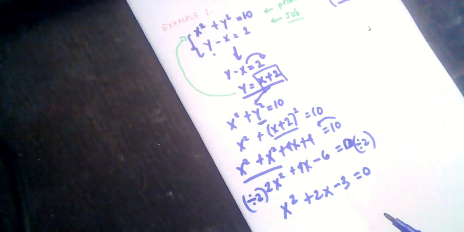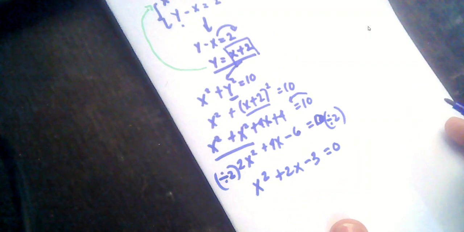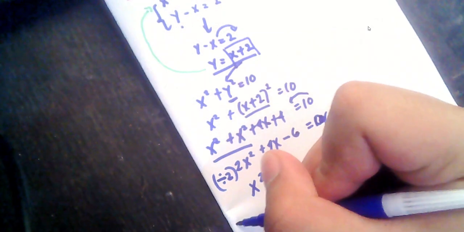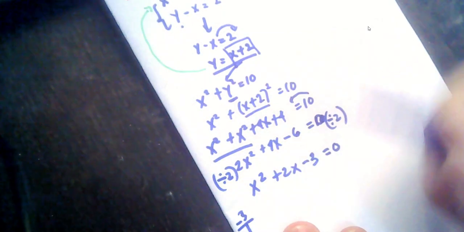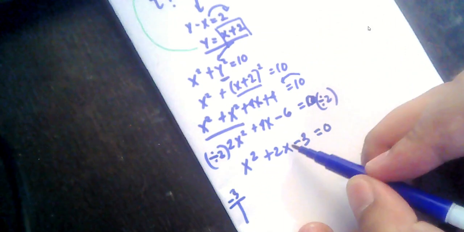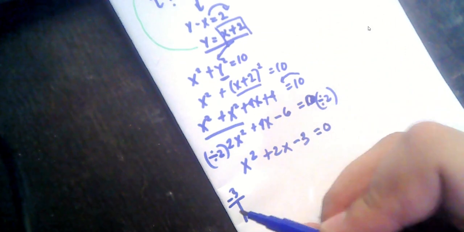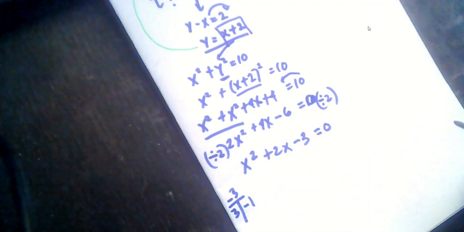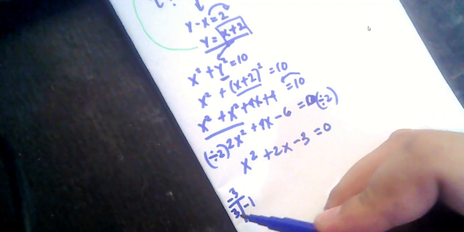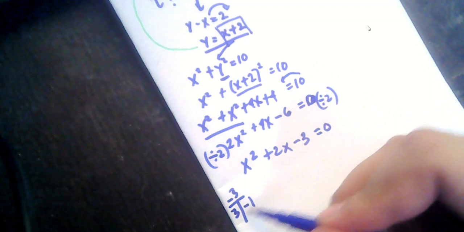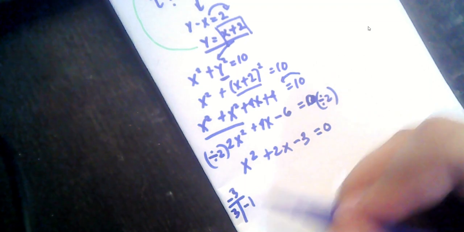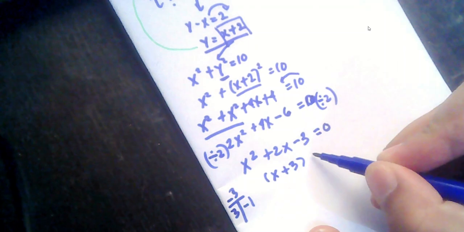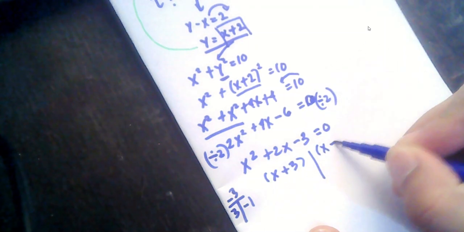Okay, as you can see, we can factor this out. We can factor x squared plus 2x minus 3. What are the factors of negative 3 such that its sum is 2? It could be 3 comma negative 1. Did I get it right? Yes. 3 times negative 1 is negative 3, and 3 plus negative 1 is 2. Okay, so that is x plus 3 and x minus 1.